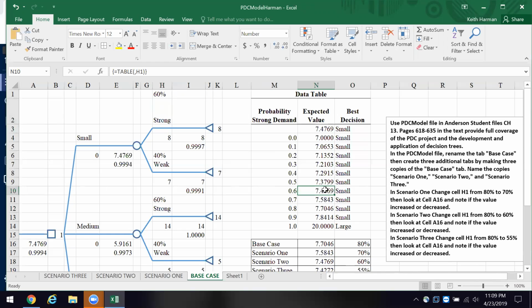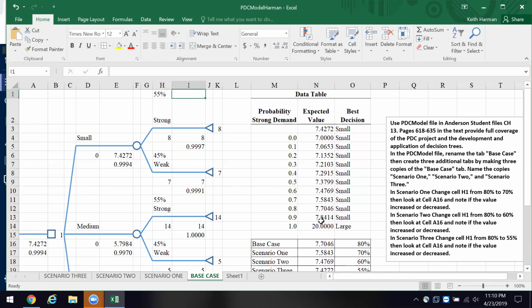This is a single variable table. We're looking at the H1 table and then H1. Now, we went to 55%. There is no 55% on there, but notice we're at 7.4272. So we're right about in the middle here. But nonetheless, the recommendation is the best decision is to go small.